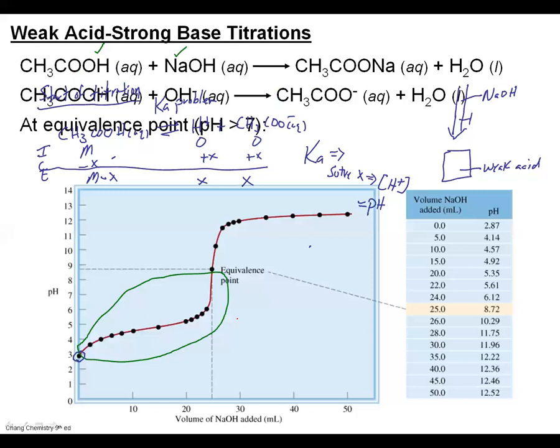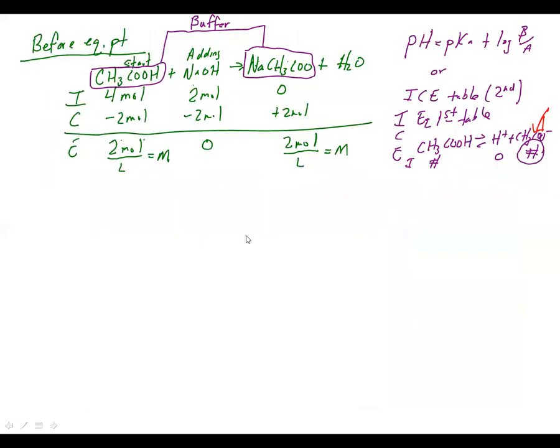So then let's talk about what happens when we do get to the equivalence point here. Let's go back to our table there and see what happens. So at the equivalence point, we are going to have our same reaction occurring: our acetic acid plus our sodium hydroxide.